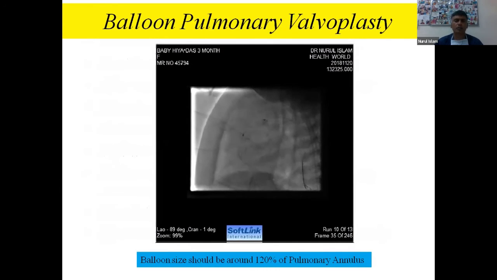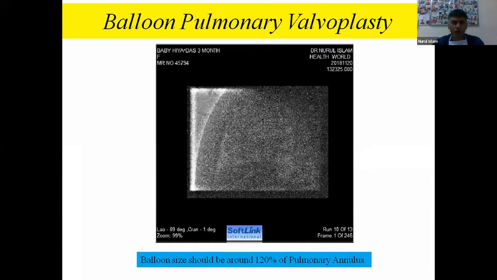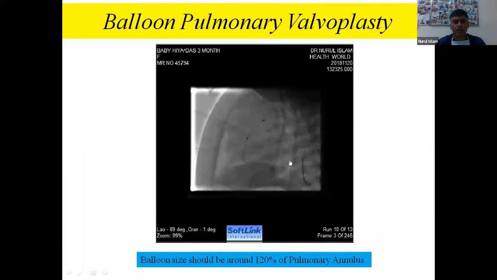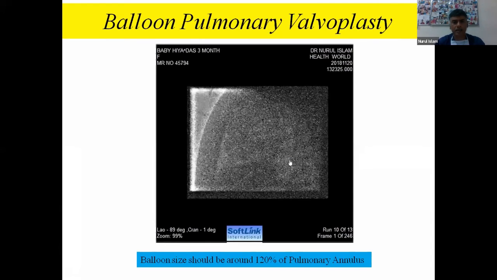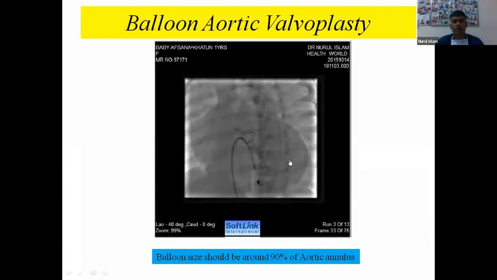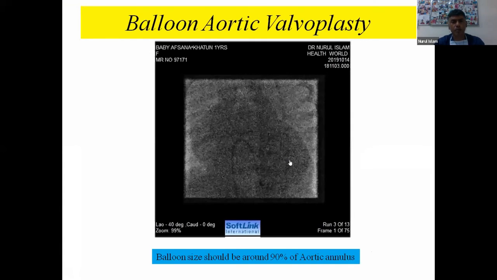During balloon angioplasty for pulmonary stenosis, the balloon size should be approximately 120 to 130% of the pulmonary annulus for good results, and the length should be appropriate for the size of the baby, so that there is no injury to the surrounding structures. For aortic valvoplasty, balloon aortic valvoplasty, you also have to assess the annulus size, and the balloon should not cross 90% of the annulus, because there may be injury to the aortic valve leaflets and there may be aortic regurgitation, which is very dangerous for the child. So these are the points we should keep in mind.